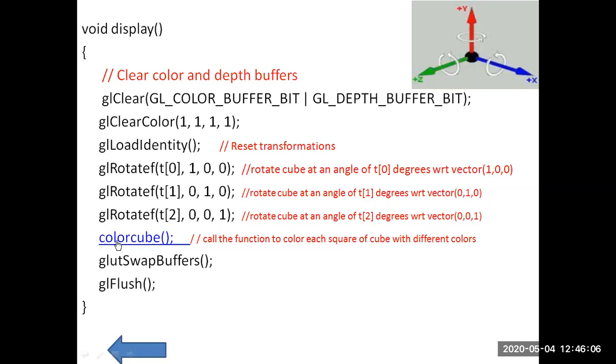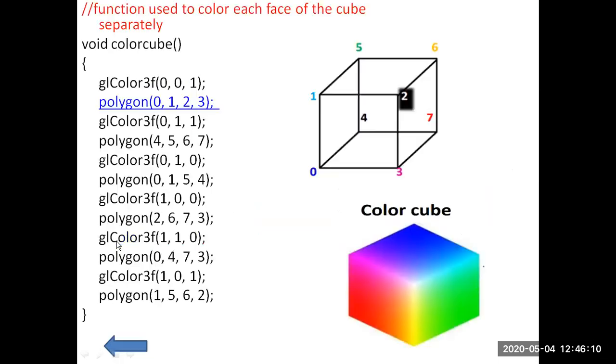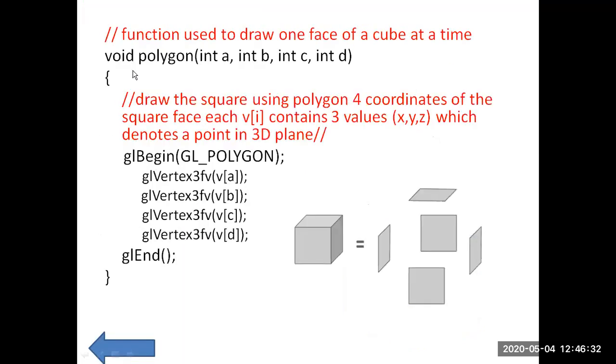Call the function colorcube. So we call the function to color each square of the cube with a different color. This function colorcube is used to draw each face of the cube separately. glColor will set the color of one face of the cube. So when I say 0,0,1 RGB, B is the blue color. So I call the function polygon. This function is used to draw one face of a cube at a time.